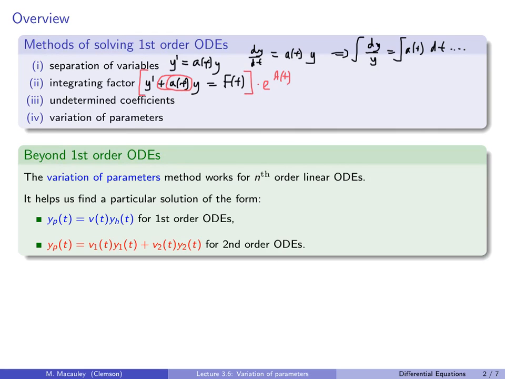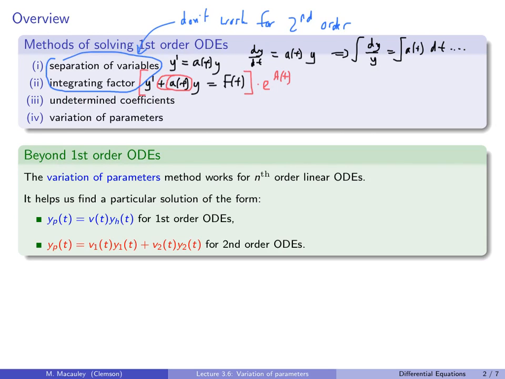Now these two methods do not work for second order equations at all. These don't work for second order, and there's no real generalization of them either. However, these next two methods do work for second order. So undetermined coefficients and variation of parameters, both of them have the same first step. Solve the related homogeneous equation.